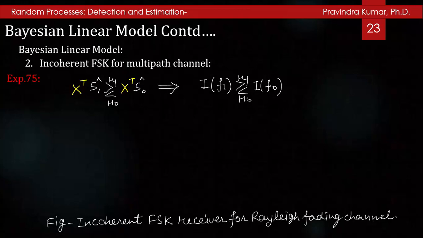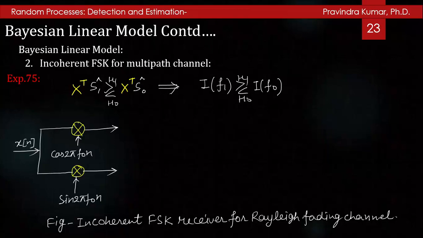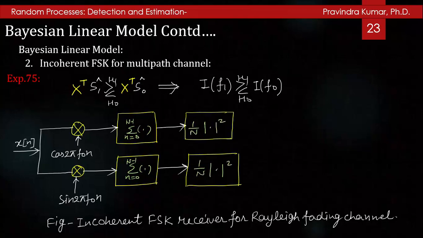So the block diagram of the receiver, because we are using periodograms I(F1) and I(F0): first of all, we consider the observed data x[n]. Then it is combined with cos 2 pi f0 and sin 2 pi f0. Take the summation from n equals 0 to n minus 1 separately. Then take the mod square and scale by 1 by n. After this, we get the I(F1) and I(F0) periodograms.